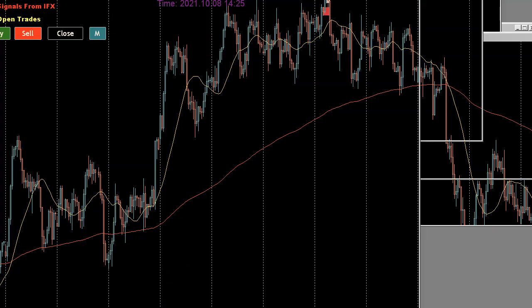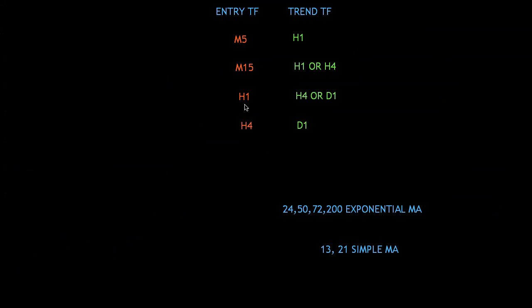Before we move on, it's always important that you understand what time frame you are going to enter on and what type of trend time frame you are going to be using. Okay, it's very, very important. Remember, the higher the time frame, the fewer entries you're going to get.